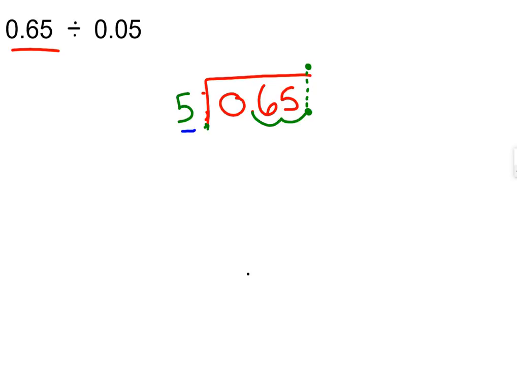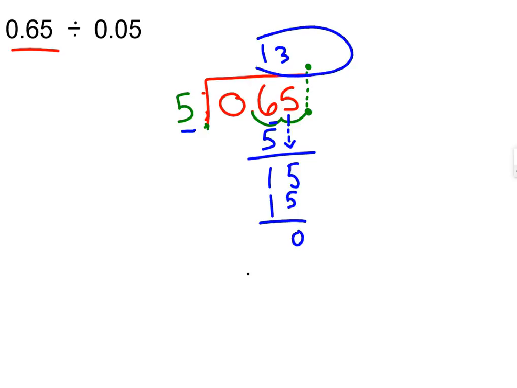So you just go and long divide regularly. How many 5s go into 6? 1. Multiply it around. Subtract. Bring down the next digit to be divided. How many 5s go into 15? 3. Multiply it around. Subtract. No remainder. Well, there you have it. The answer is 13.